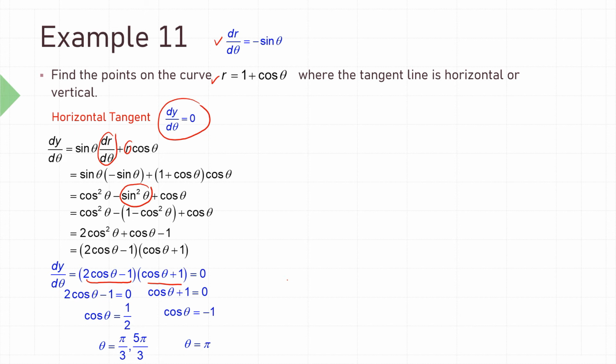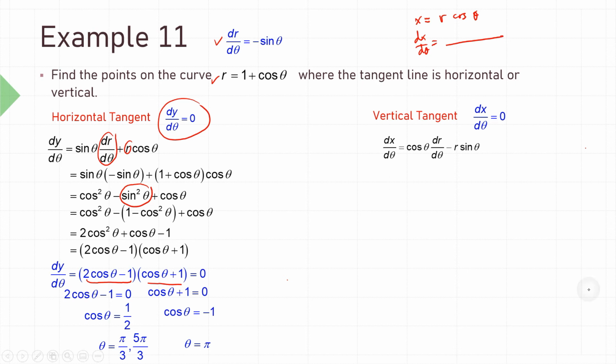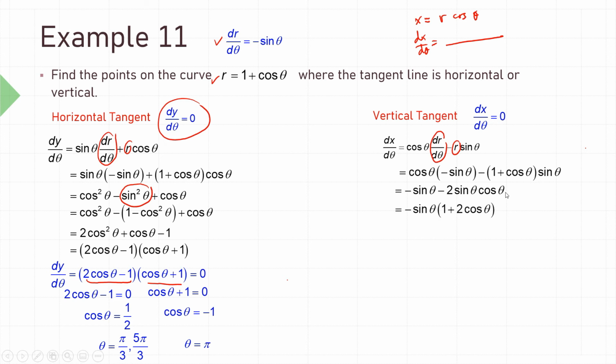Now we are going to find the points where we have the vertical tangent. So for the vertical tangent, we have to find dx over d theta. For dx over d theta, which is given by this formula, if you don't remember this, just remember x is equal to r cos theta, therefore find dx over d theta using the product rule. Now you just need to substitute the function dr over d theta and also r. So you get this one. Simplifying this, you get negative sine theta minus 2 sine theta cos theta. Now this one can be factorized as this.